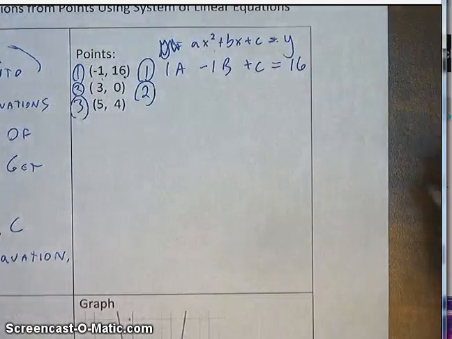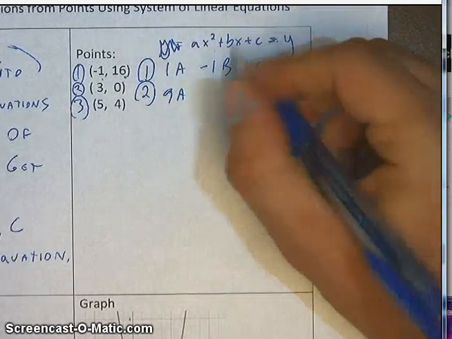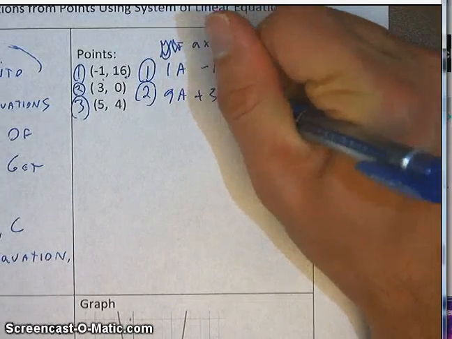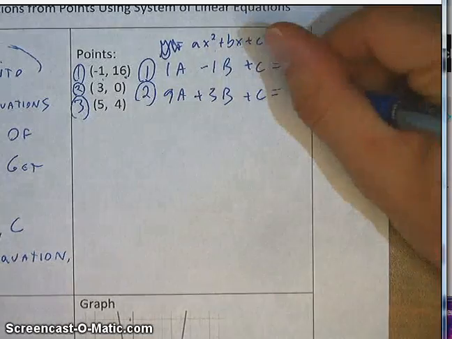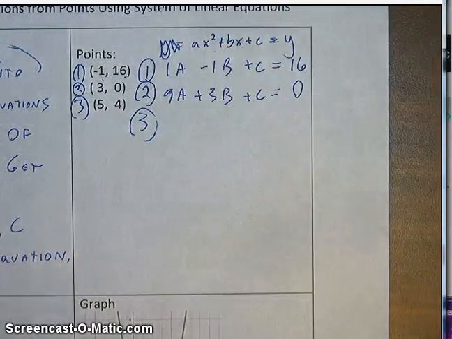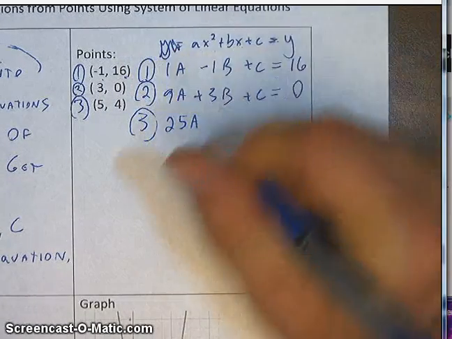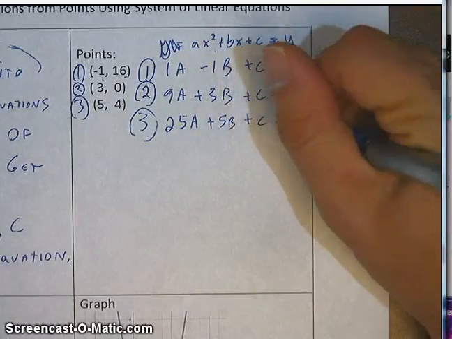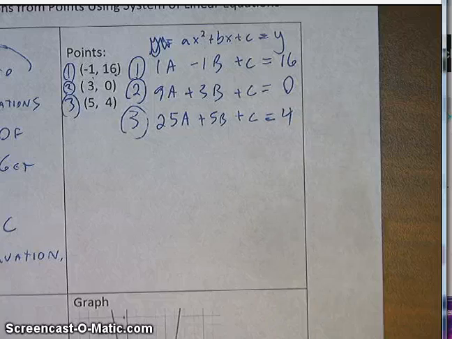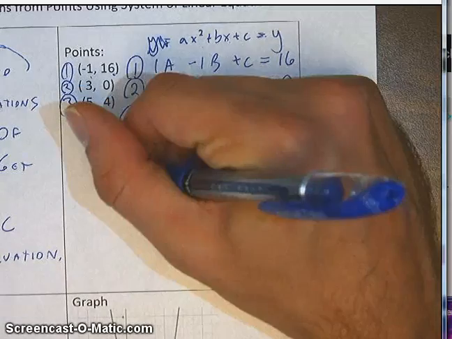Equation 2, when you plug a 3 in there, 3 squared is 9a plus 3b, when you plug in a 3 for x, plus c equals the y value of 0. And the third equation, and the last one, 5 squared is 25a plus 5b plus c equals 4. Now hopefully you've recognized this as a system of equations with three variables, a, b, and c. So we can use a matrix to solve it.